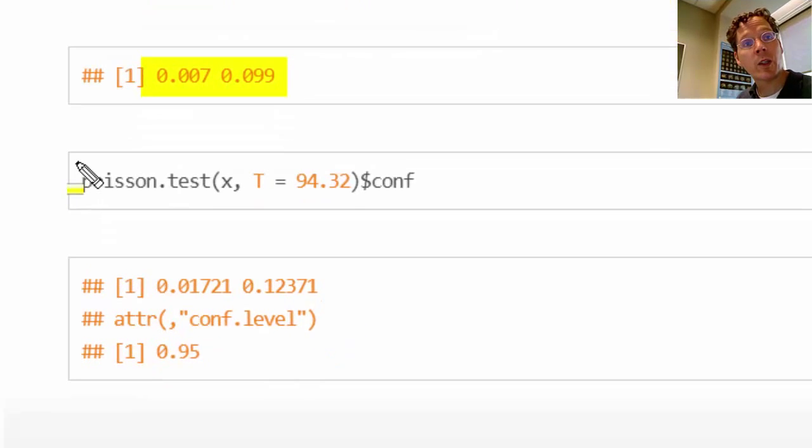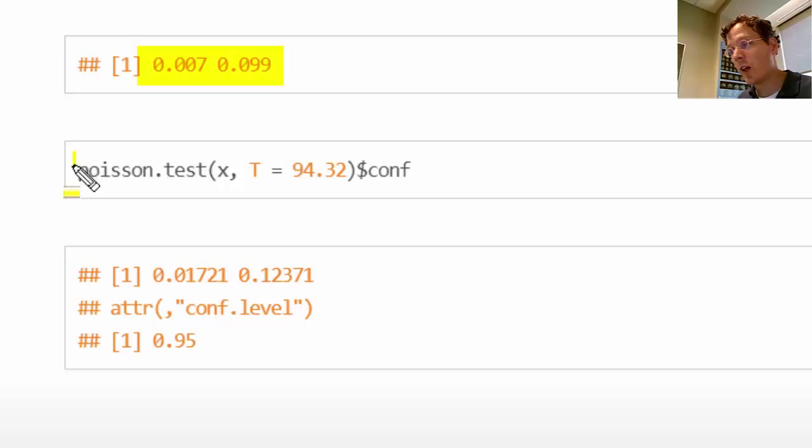In addition to doing a large sample interval, we can do an exact Poisson interval, and R has a function for doing it. It's poisson.test. We give it the number of events and the monitoring time, and then you can just grab the confidence interval part of it, and there it gives the exact Poisson interval. What I mean by exact here, again, is that it guarantees the coverage, but that might be conservative. It might give you a wider interval than necessary, but it will guarantee 95% coverage.